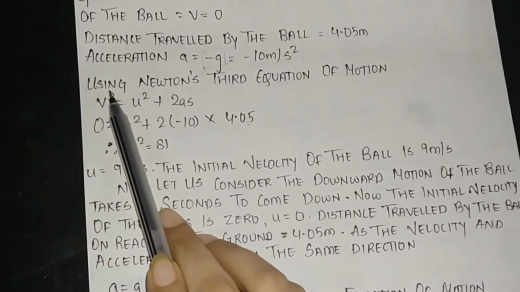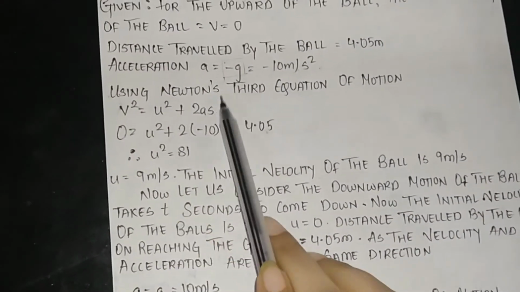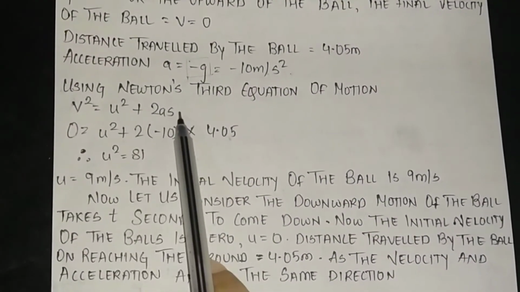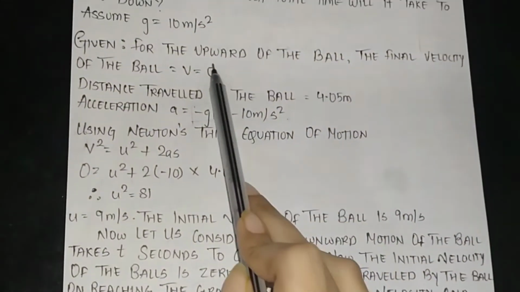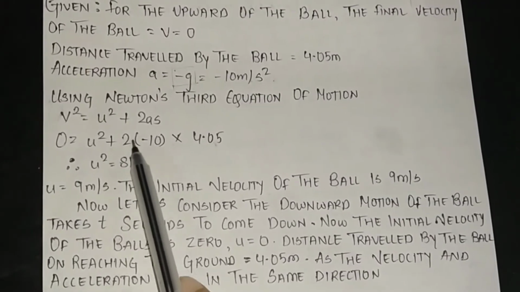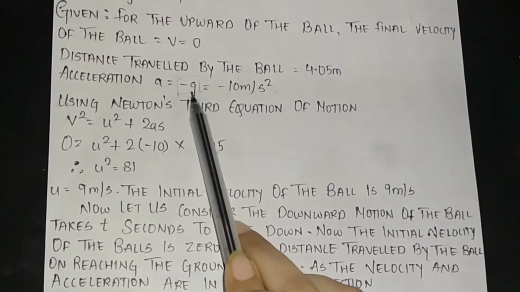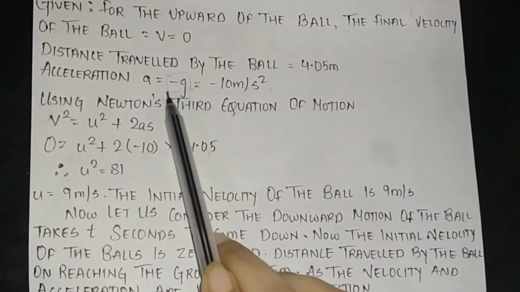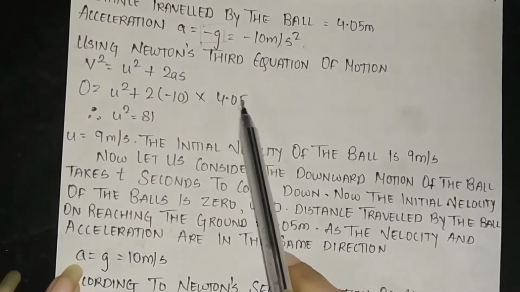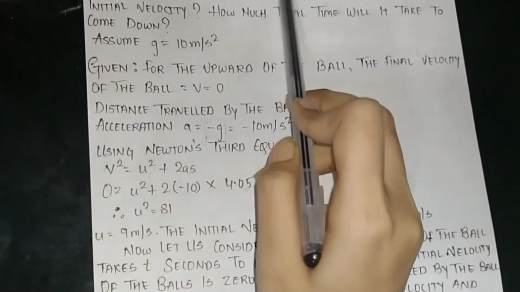Now we have to use Newton's third equation of motion to solve this question. The third equation of motion is v square equals u square plus 2as. What is v square? V square is equal to 0, which equals u square plus 2 into minus 10. We have written the value of a as minus g, means deceleration is happening here. Therefore we have written minus 10 into 4.05. S means displacement, means the height to which the tennis ball reaches.